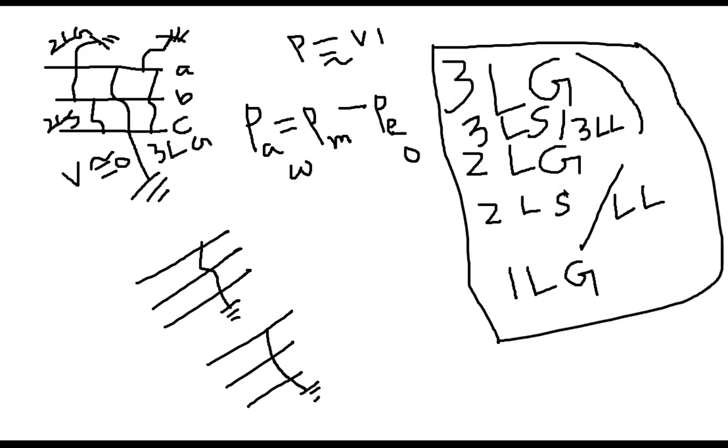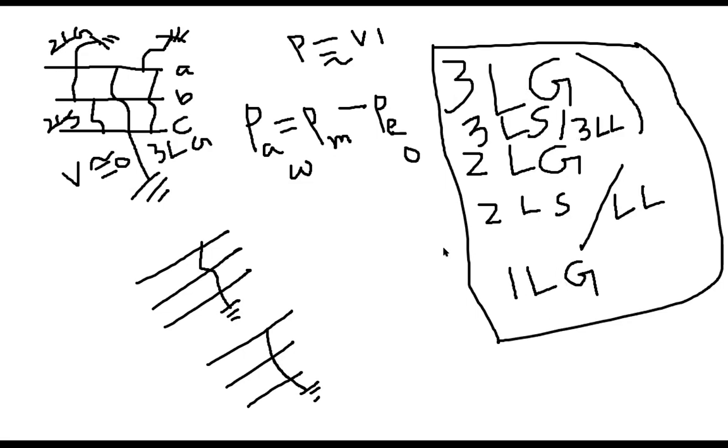Everybody, you will be remembering this severity ranking, because in your assigned paper or in some literature, you might find the single line to ground fault. That will be, okay, this is the least severe one, and this is pretty common. Like 3LG and 3LS.